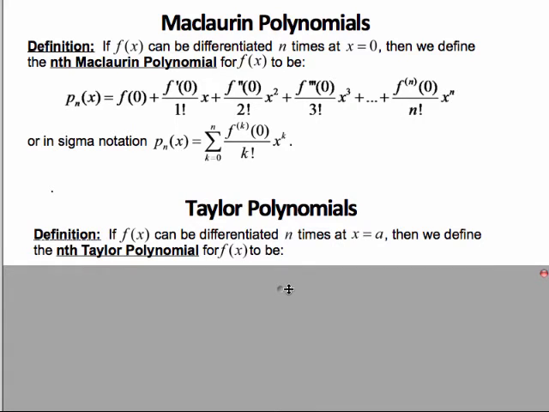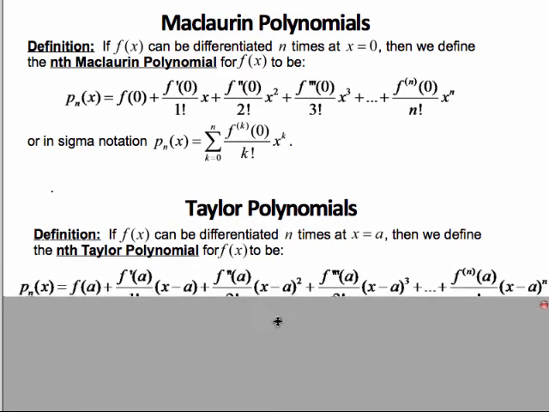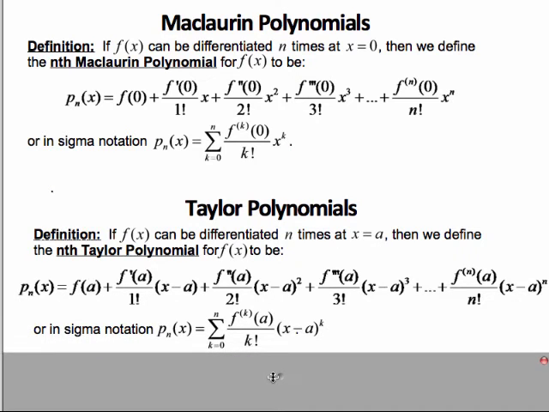Now, I can develop this idea the same way I did with Maclaurin around x equals a, and the formula will be pretty much the same, except that instead of being f of 0, f prime of 0, f double prime of 0, those will be replaced by f of a, f prime of a, and my powers of x will actually be powers of x minus a, x minus a squared. So really, a Maclaurin polynomial is just a special case of Taylor polynomials. Maclaurin polynomials centered at x equals 0, Taylor polynomials centered at x equals a.